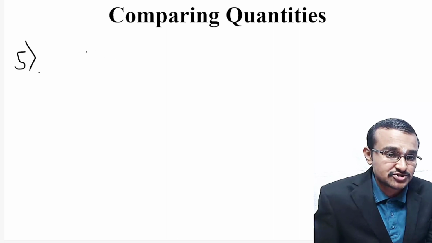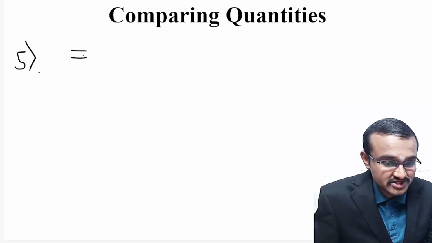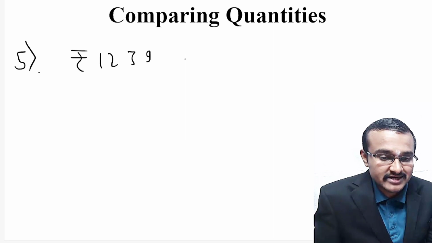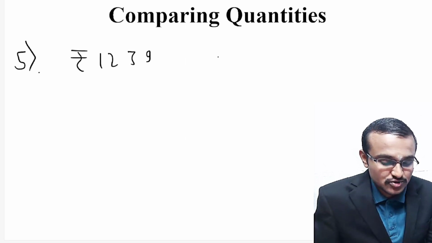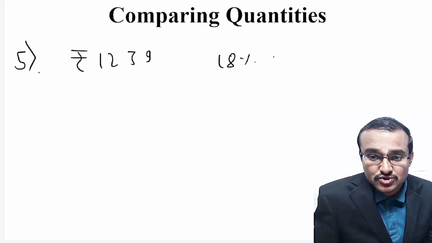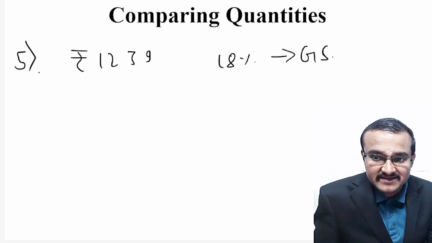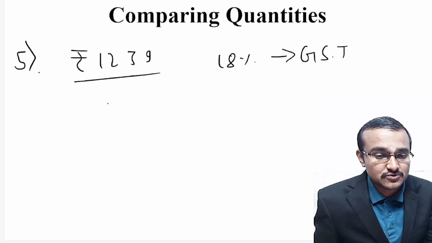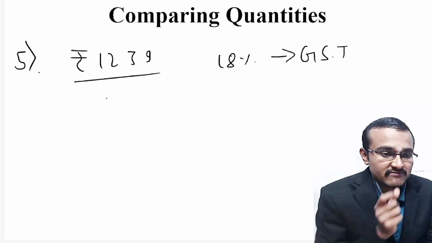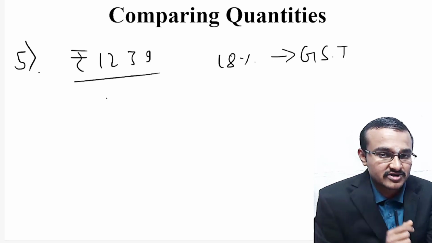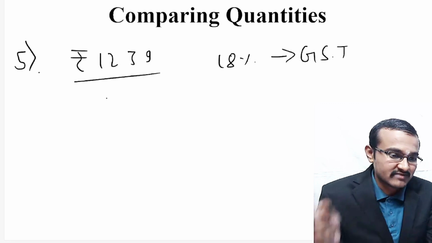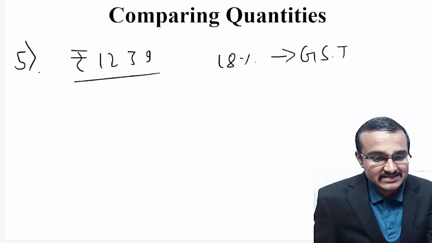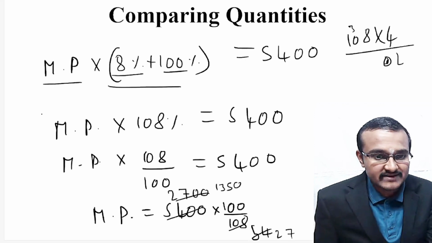Coming to the fifth question, it is also similar to this fourth question. A particular product is bought at 1239 including GST. The GST was 18%. So including this GST, the total price was 1239. Now we should find the market price of that particular product. For that market price, they have added 18% GST. So let us calculate the same thing we did here.